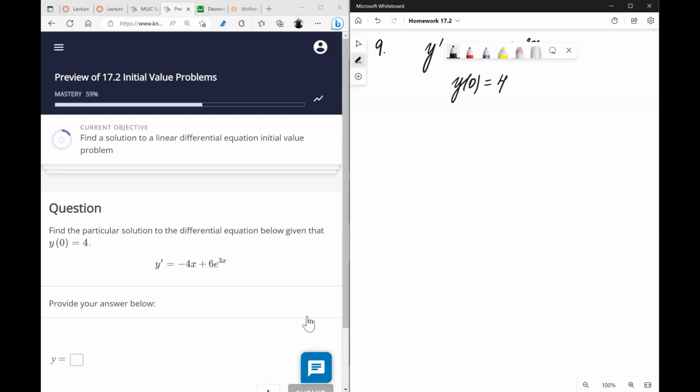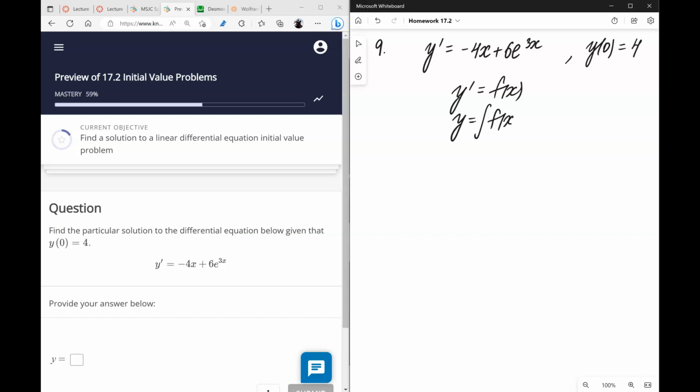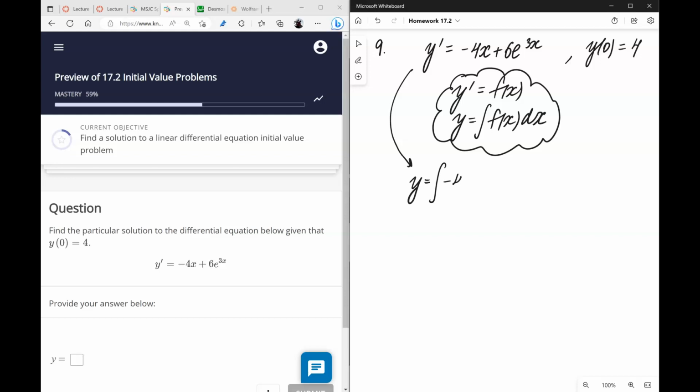Oh, it says find the solution, so let me set it up differently. Just put the initial condition here on the right side. To find the solution, we're going to acknowledge that it's a simple differential equation that is y prime isolated on one side, and on the other side we have a function of x. So such equations are solved by integration of both sides, and therefore y would be equal to the integral of -4x plus 6e to the power 3x dx.